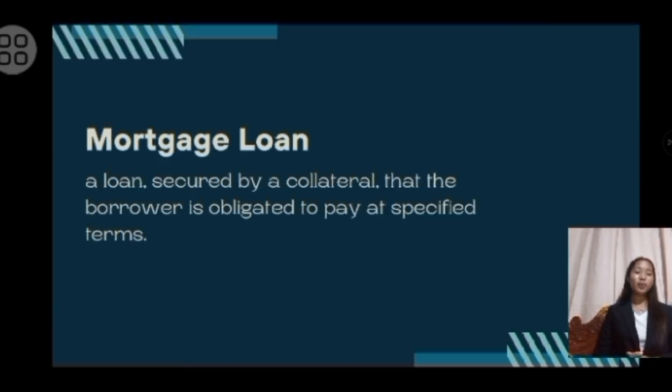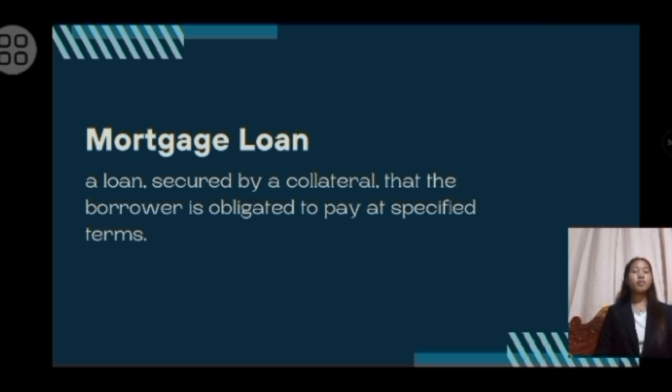The second one, we have the mortgage loan, a loan secured by a collateral that the borrower is obligated to pay at specified terms. So, mortgage loan is a type of loan used to finance the purchase of real estate, like a house or land. It is secured by a collateral, meaning the lender can take possession of the property if the borrower fails to repay the loan as agreed.